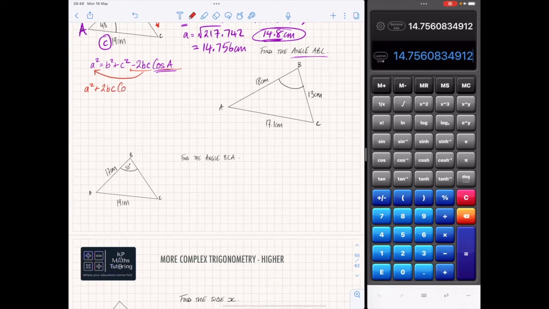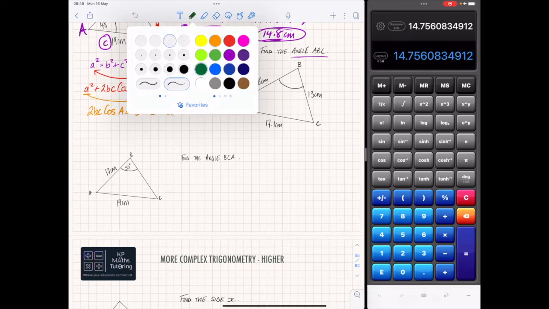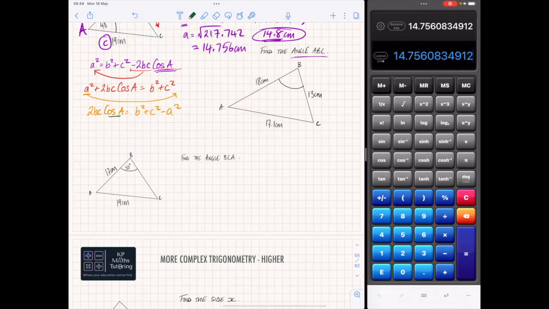2bc cos A equals b squared plus c squared. Then I'm going to take this a squared over this side, and it becomes 2bc cos A is equal to b squared plus c squared, and then minus a squared. And then I now need to again isolate this. So what I'm taking is this 2bc over this side, and because this means 2 times b times c times cos A, then cos A stays on its own, and I move that over and it becomes a divide. So it's b squared plus c squared minus a squared, all divided by 2bc.